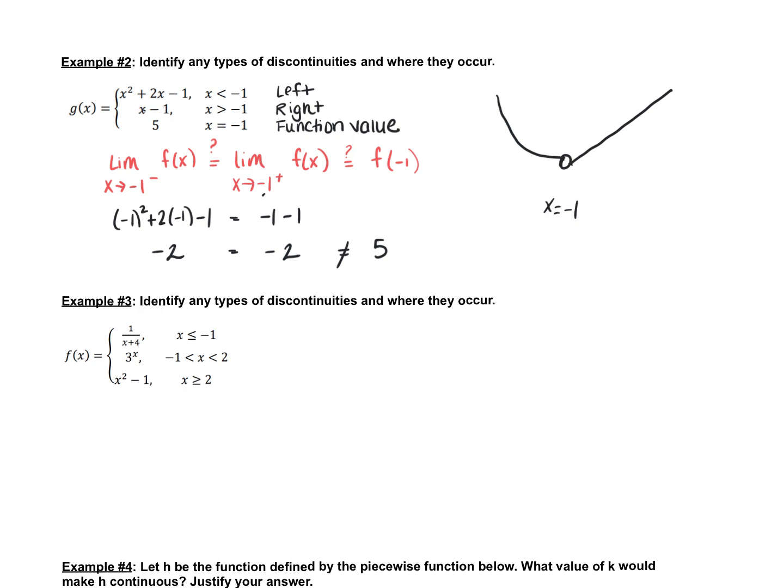However, at x equals -1, the y value is up here somewhere. It's at 5. This y value down here is at -2, right? If this is your y-axis, here's your -2, and here's your 5. So what type of discontinuity is this? This is a removable discontinuity.